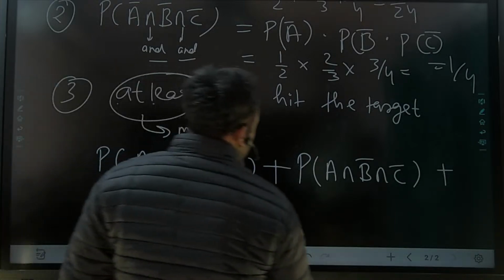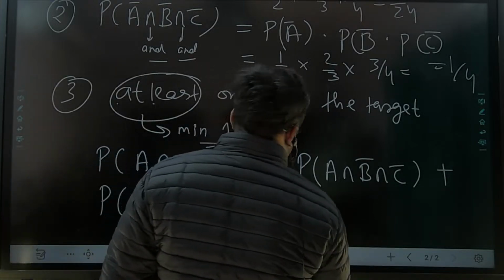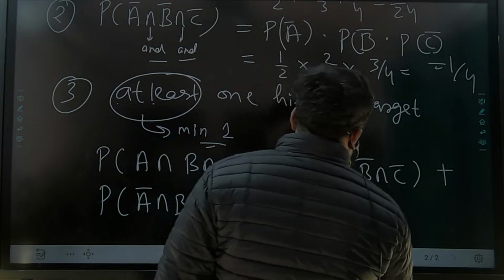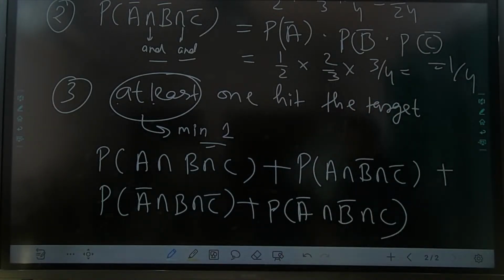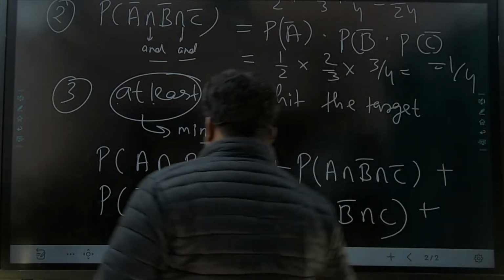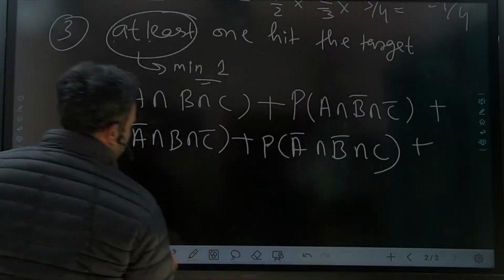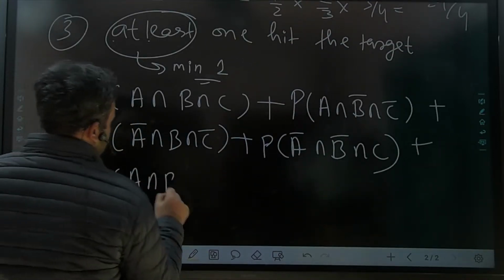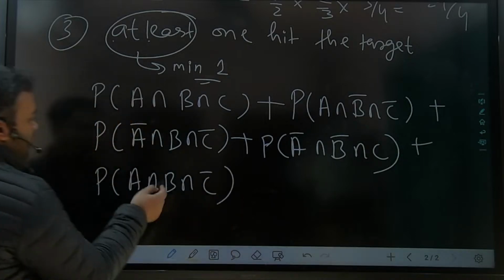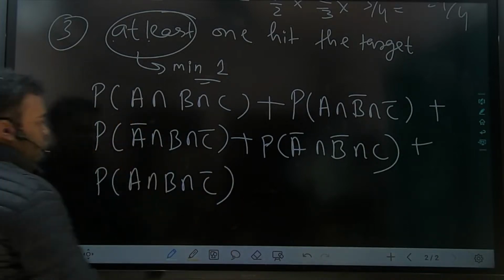Same we can do for C also. Right? A not hitting the target, B not hitting the target, but C hitting the target. This is also minimum one hitting the target. Right? Or what cases can be there? Two can hit the target. Any two can hit the target, third will not hit the target. Right? So A is hitting the target, B is hitting the target, but C is not hitting the target. So minimum one, two are hitting the target. That is also a favorable case.